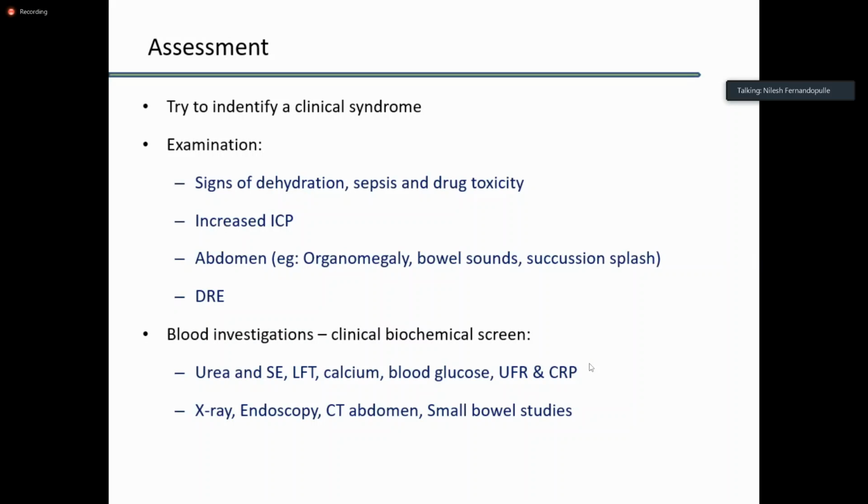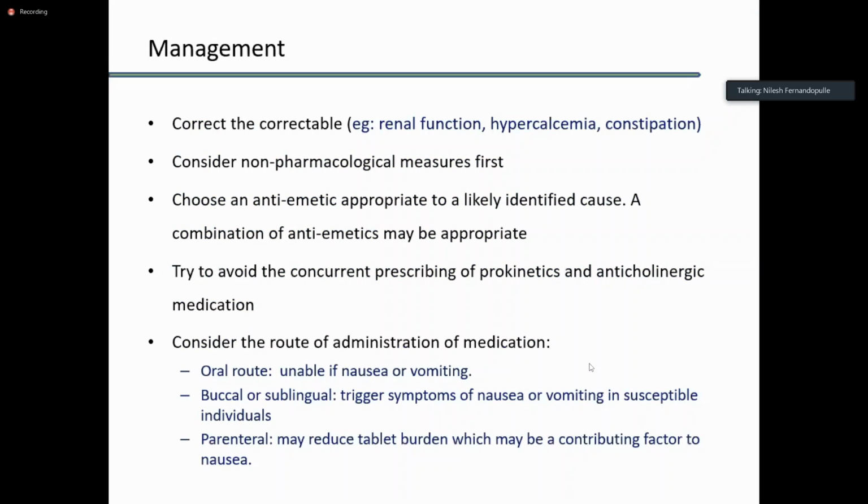X-ray might be useful if you're suspecting bowel obstruction, and endoscopy might be indicated depending. These are basically if you're thinking there is some sort of obstruction for the patient's symptoms. So a few basic blood investigations, and then you go for the next line, more high-end investigations.